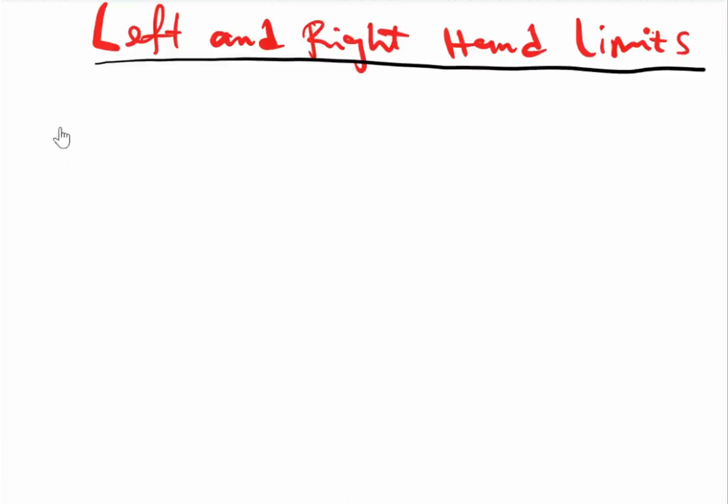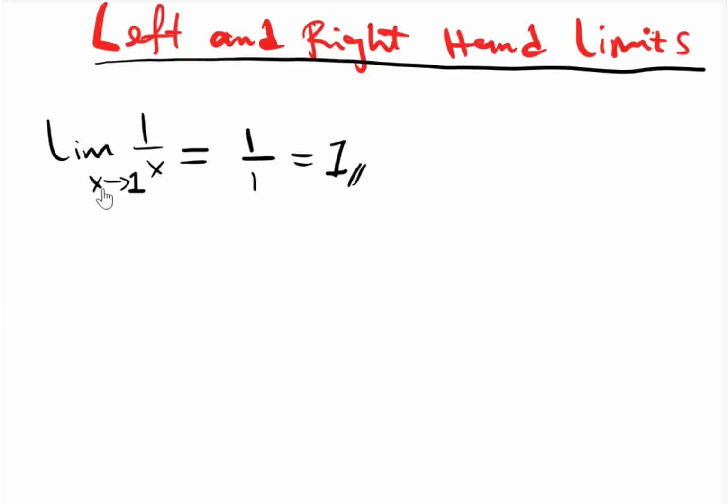Assuming we have this question, the limit of 1 over x as x tends to 1. To solve this question, all we have to do is substitute 1 in this expression, and this is equal to 1 divided by 1, which is equal to 1, and this is our limit. But let's analyze what happened as x approaches 1. Let's use these charts. Here is our chart. This is the line for our limit. So we've solved that if x approaches 1, our limit is equal to 1.